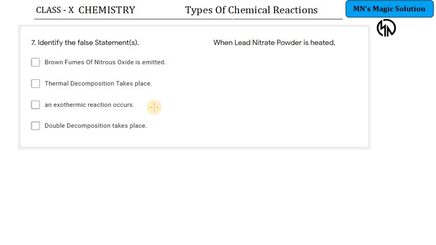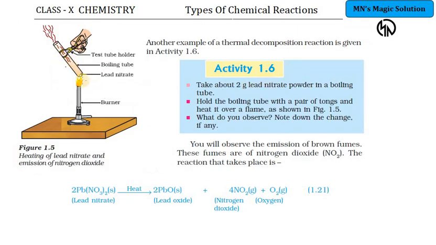Identify the false statements. That is your question number 7. When lead nitrate powder is heated. In a test tube, I am taking lead nitrate powder and heating it. That is your activity 1.6. So what happens? This is the reaction: lead nitrate when heated gives you lead oxide, nitrogen dioxide and oxygen. The fumes of nitrogen dioxide are brown in color. This is another observation that we make here. So what type of reaction is this? You are heating, therefore Pb(NO3)2 has decomposed, so it has got to be a thermal decomposition reaction.